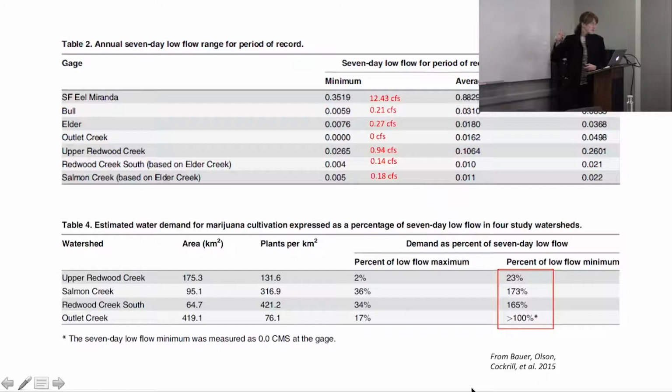And what they found when they compared water demand against the annual low flow minimums, in three of the four watersheds they looked at, the demand had the potential to completely dewater those smaller streams.